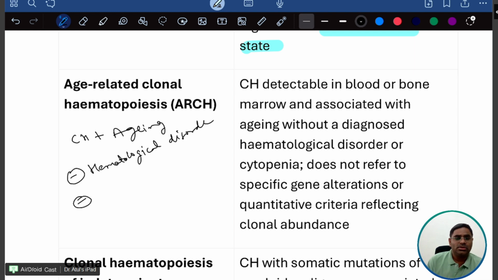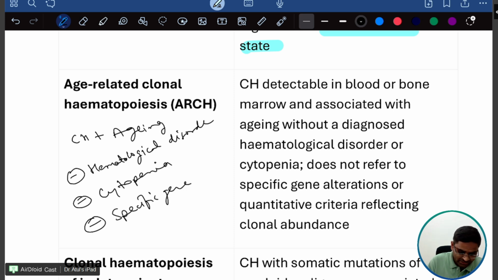Then another negative finding would be there shouldn't be any cytopenia. And lastly, there shouldn't be any specific gene alterations. Now, if you read this description, it is saying the same thing, but I feel it is easier to remember if we read it like this.